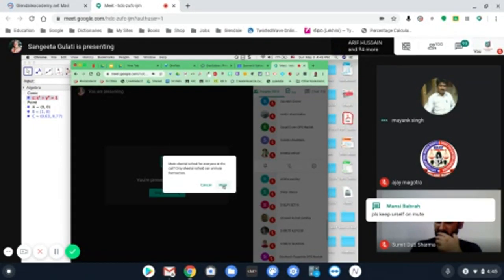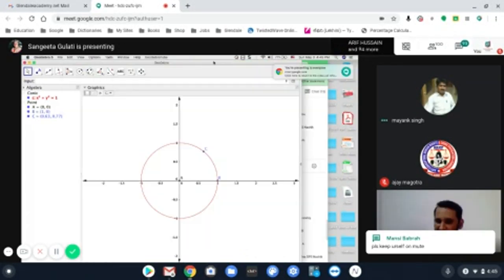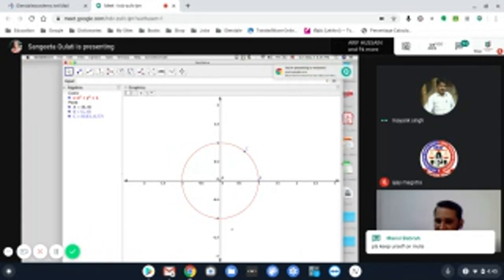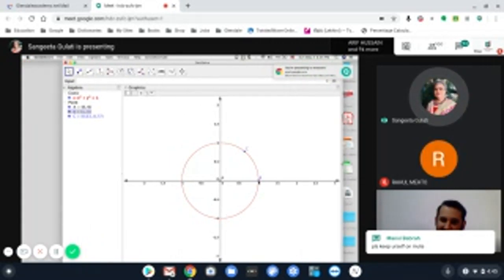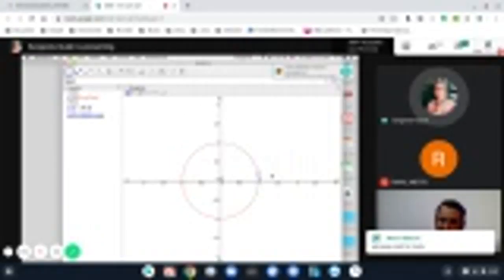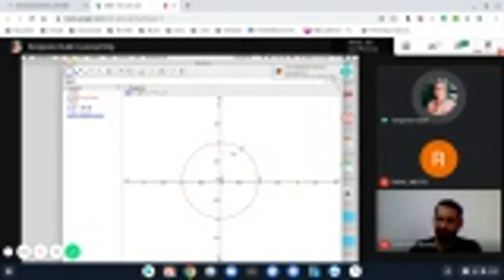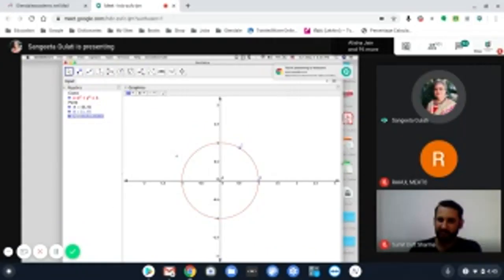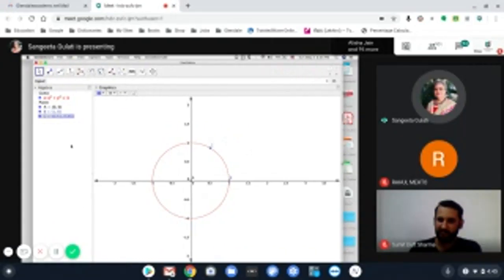Yes, ma'am. Okay, so let's try to focus on this. We've got a circle, we've got a point 1, 0 and a movable point. Remember, this point C should move. This point must be on the circumference of the circle. Now, once you have that, then we are going to get an arc from B to C.